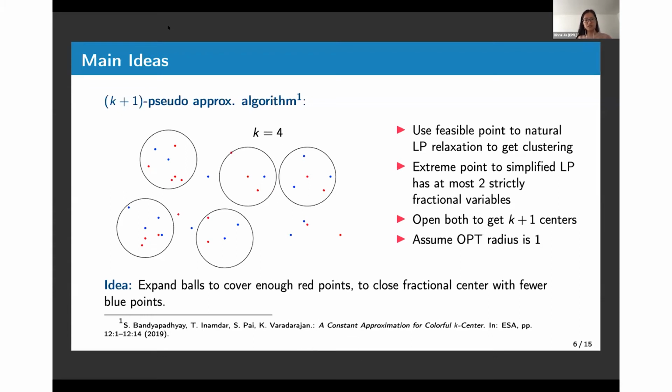But then this leads to a really natural idea, which is when we look at the 2 fractional centers, one of them will have more blue points. So if we just round that one up to 1, then we have already satisfied the requirement for the color blue. And if we want to close the other one to only get K centers, then we lose some red points, but then maybe we can expand the other balls to gain enough red points to make up for that.